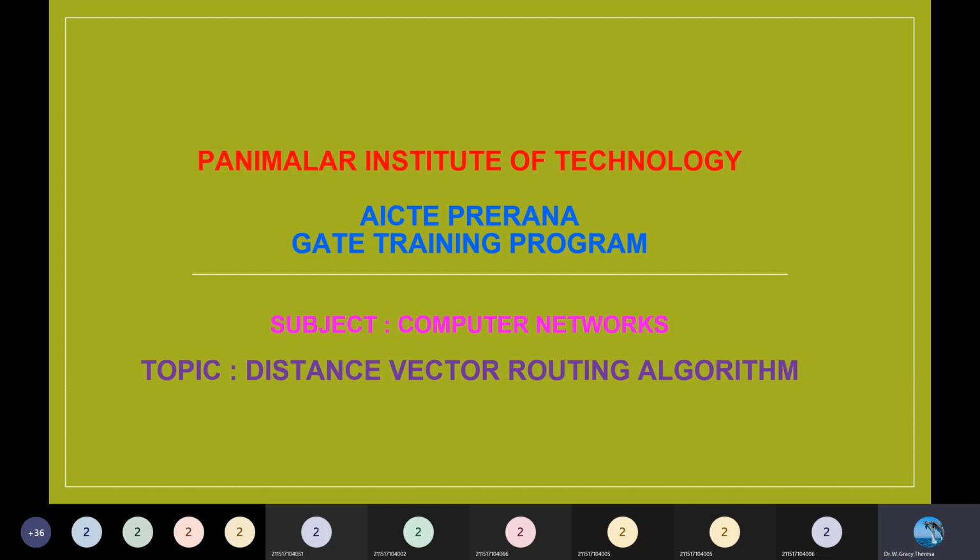Today we are going to use some routing algorithms. One of the routing algorithms is the distance vector routing algorithm. Before going on to the distance vector routing algorithm, let me give some idea about what the network layer actually is. As I said, it's the third layer.